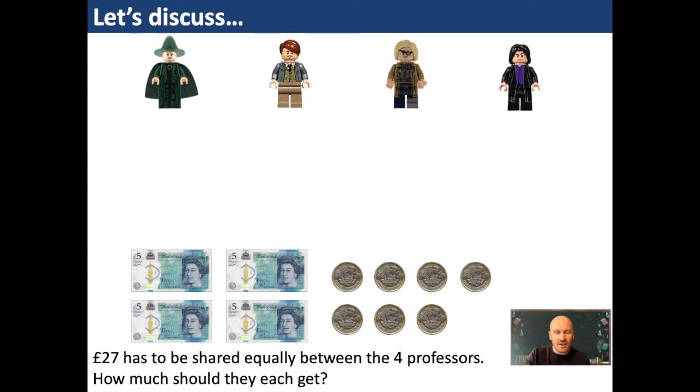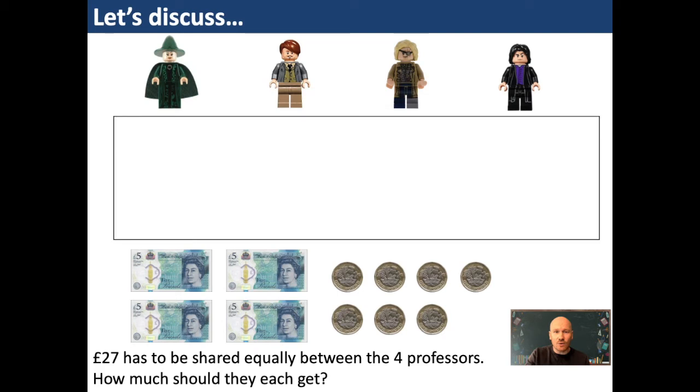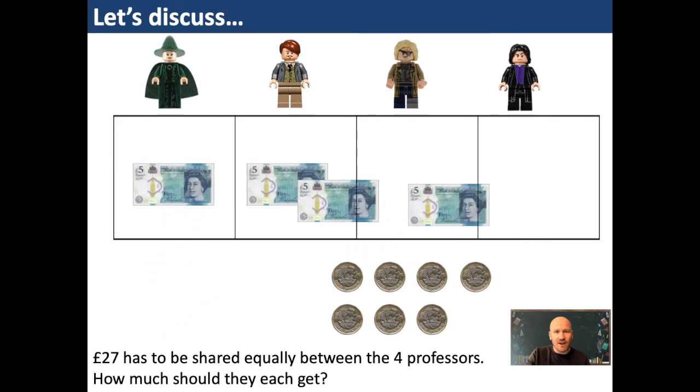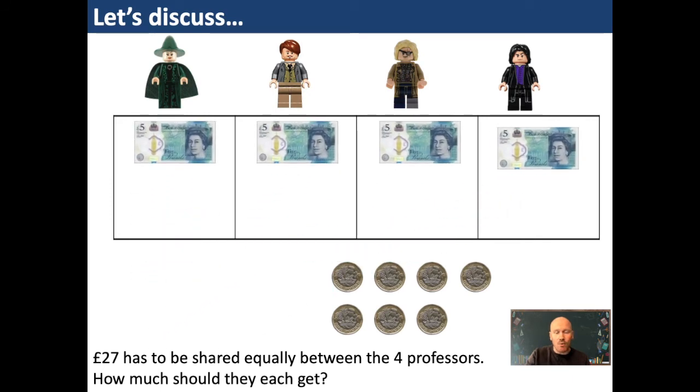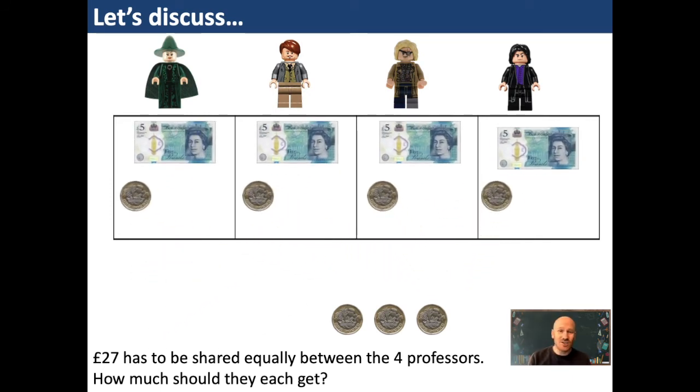Let's have a look at the third problem. This time we had £27 to be shared equally between the 4 professors. How much should they each get? Once again, let's draw our bar to represent the whole amount. We're sharing between the 4 of them again, so let's split that bar into 4 parts and let's start sharing out that money. Now, right away, I could give each of them £5. Then I could give each of them £1, so they've got £6 each, just like we've done in the previous 2 problems. And this time, we've got £3 left.